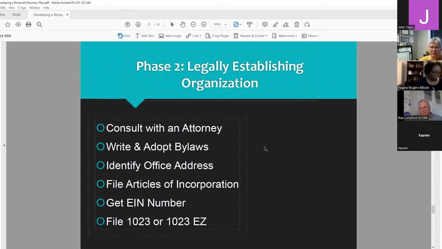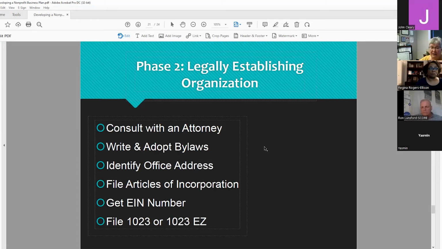With the 1023, it's a longer form. It's $600 to file, but it's for all those other organizations that aren't eligible to file the 1023-EZ. It will generally take 8 to 10 months to hear back about the 1023. It was taking a little bit shorter than the time that I gave you up until COVID hit, and they tended to fall behind.